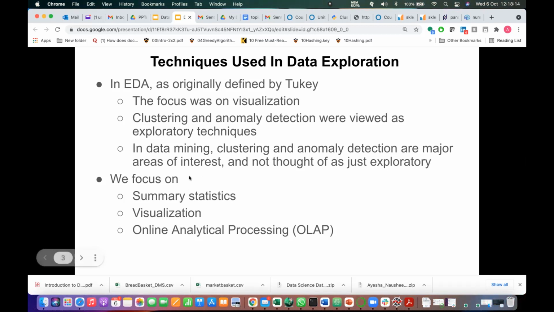So what we study in this is summary statistics and visualization. Of course, we don't focus on OLAP, but in earlier days when people were calling it data mining and data warehouse, OLAP, online analytical processing, was important in data warehouses. Nowadays, OLAP has not been that important, but there are still people managing data warehouses, and for those people it is important. We will just touch on what online analytical processing is at the end.